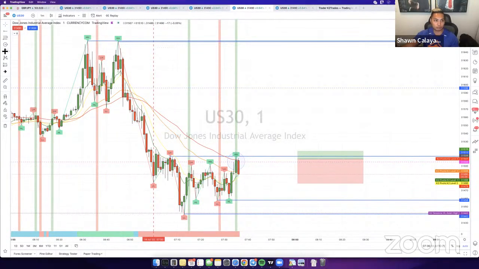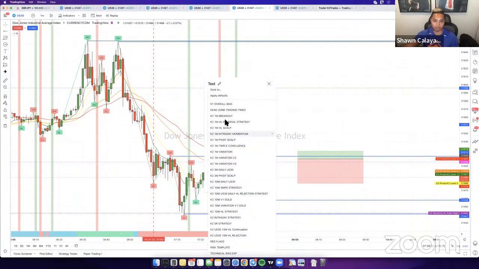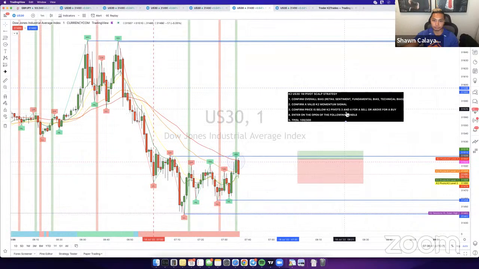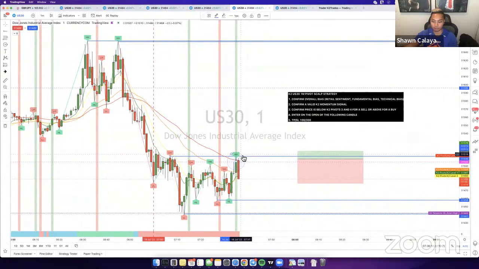So if you guys are wondering what the pivot scalp strategy is, if you guys are not familiar with it, it's right here. We can't confirm overall bias because there is no retail sentiment, so we just skip that for now. You're confirming a valid K2 momentum signal. This is a valid buy signal. You want to confirm price is above for a buy. It's not above it, so this doesn't qualify as an entry for the pivot scalp.